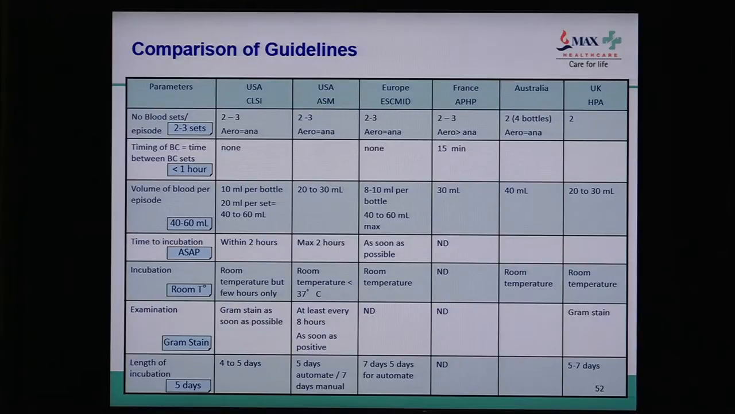So, comparison of guidelines, number of sets: 2 to 3 sets in the USA, then the European guideline 2 to 3 sets, France 2 to 3, so almost 2 sets. Timing of blood culture: less than 1 hour, or only 15 minutes, okay. You can time the blood cultures between 2 sets within 1 hour. Same time is usually recommended, but within 1 hour you can, because you have to send the samples to the lab and you have to bill the payer. That means you have to send 2 bottles, otherwise it will be billed for 1 bottle. So for volume of blood per episode, 8 to 10 ml we will take, that is final. Time to incubation is within 1 to 2 hours, that is our final.